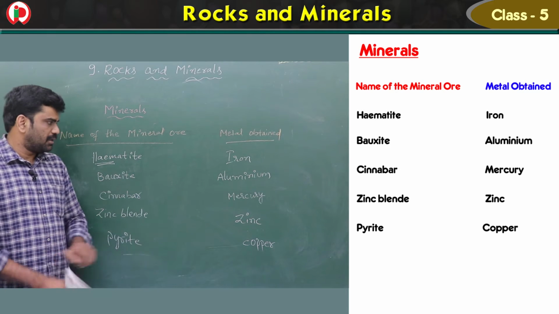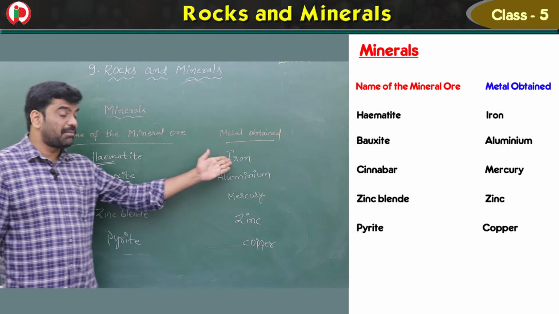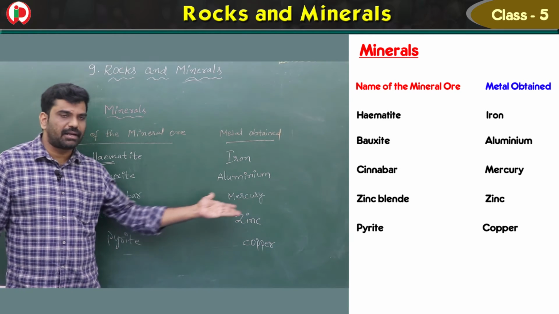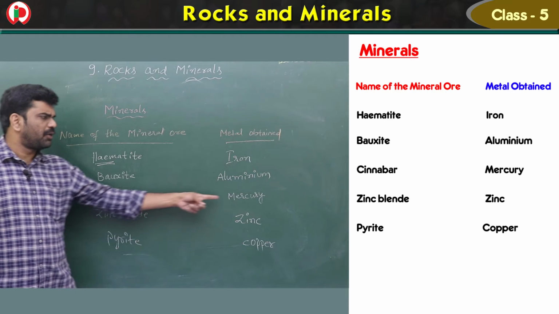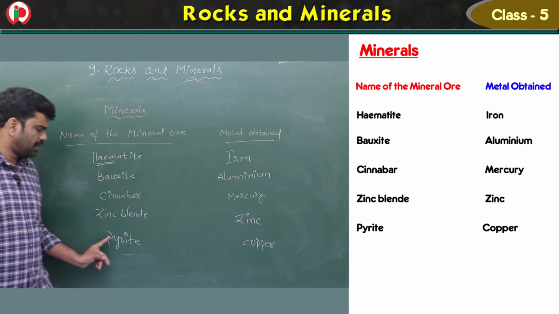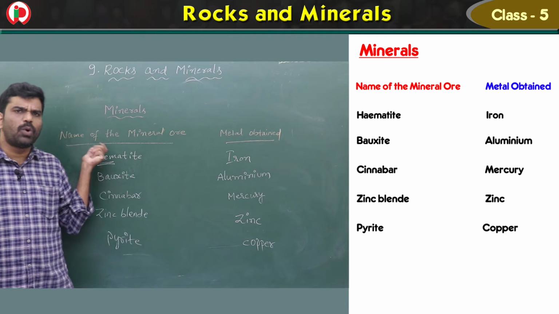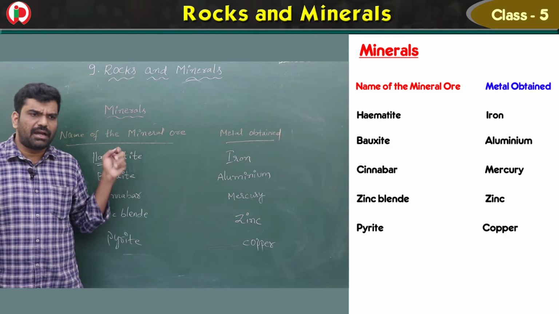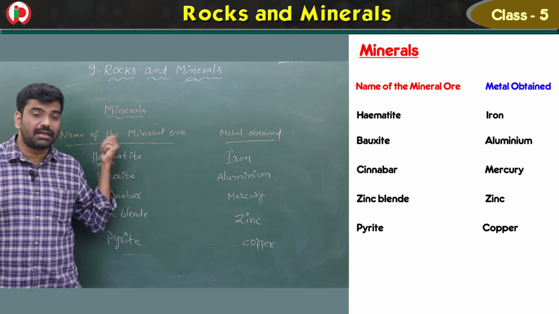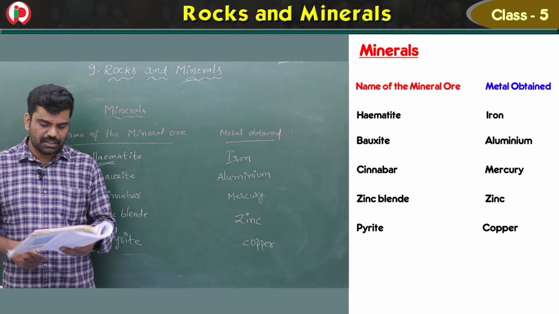So here see, these are the metallic minerals. From hematite, iron metal is obtained. From bauxite, aluminium is obtained. From cinnabar, mercury is obtained. From zinc blend, zinc is obtained. From pyrite, copper is obtained. So these ores are the metallic minerals, and we have to work to obtain these different types of metals.